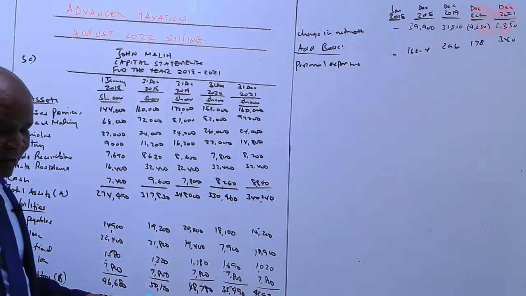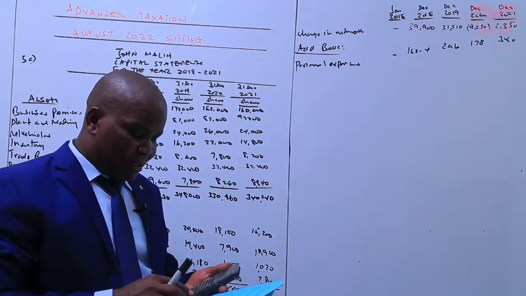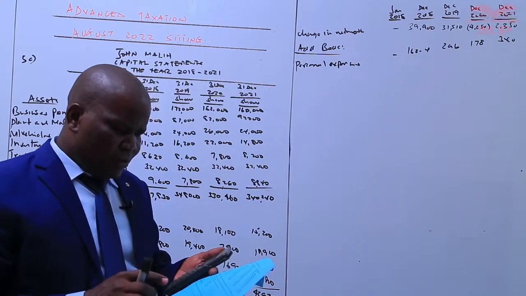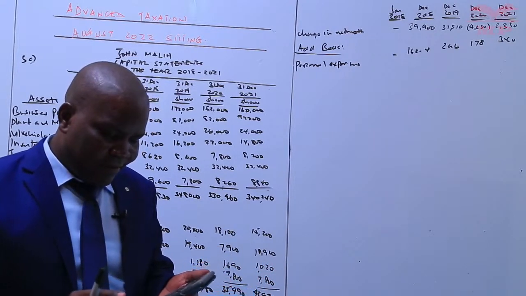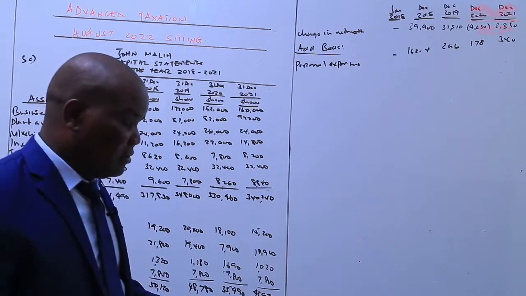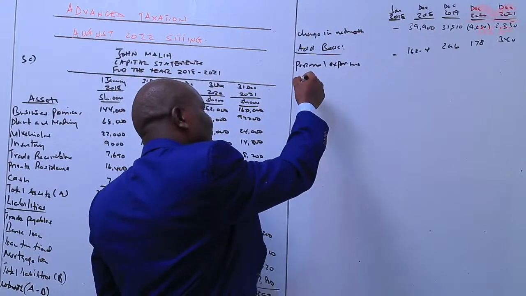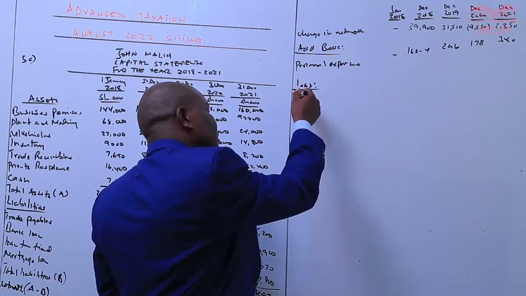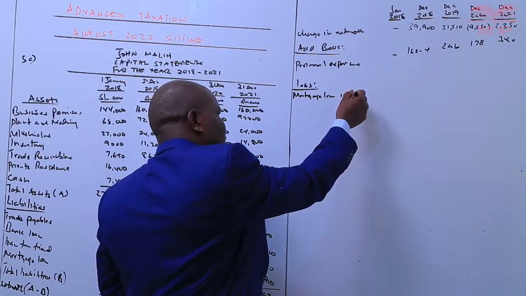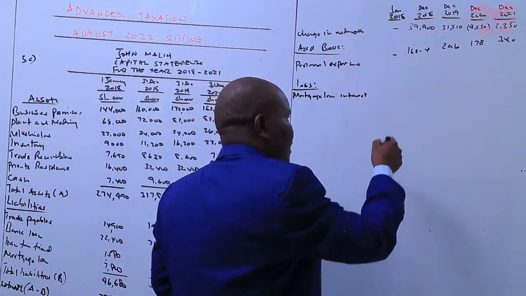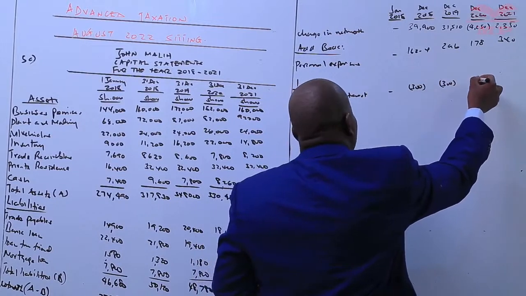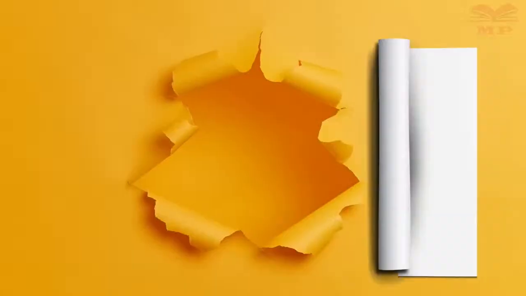And we are told it is at the rate of 15%, so we do 15% of 7.8 million, which is 1,170,000. But note 2 says we only allow a maximum of 300,000. So here we come and say less 1, mortgage loan interest. So we cap it at 300,000. So we say 300,000, 300,000, 300, and 300.